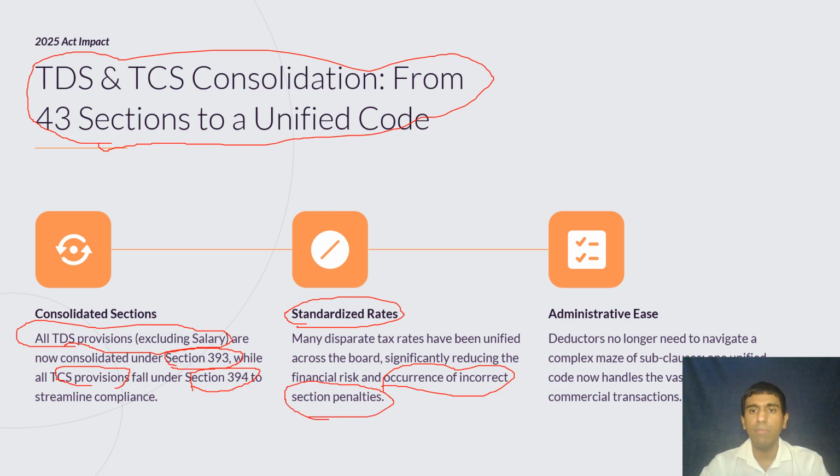So there are also administrative benefits. Those who are deducting TDS no longer have to navigate a complex maze of sections and subsections. Instead, with only one section, they can now easily handle the vast web of transactions for deducting tax and paying it.